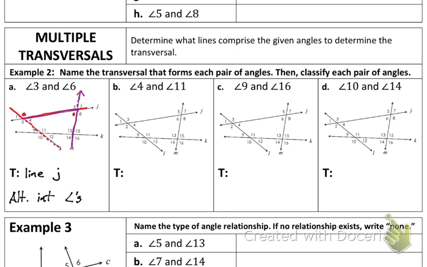At the end of the day, the alternate interior angles is really the important part. But to know that, you have to know what transversal you're looking at. Okay, my next one is 4 and 11. If I highlight 4 and 11, I'll maybe put a dot on both of those. And we'll figure out what lines make up those angles. So once again, just show yourself what makes up those angles.